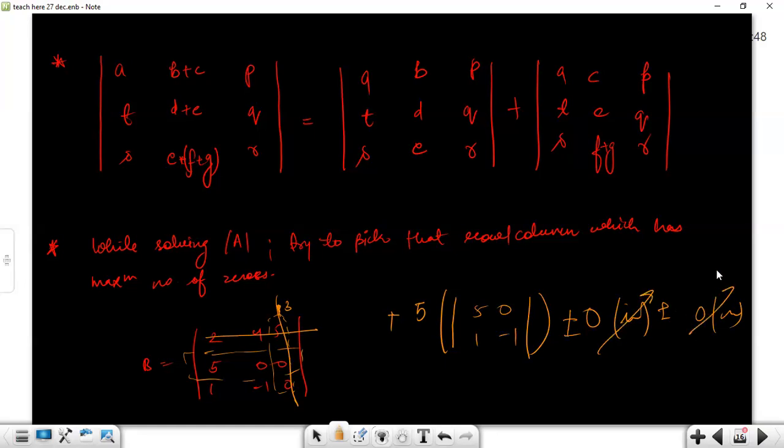So they will eventually become 0. We don't even care about the sign or the value that is there inside. So the determinant is 5 into minus 5 minus 1 into 0. So minus 5 into minus 5 becomes 25. This is how easy it is to find the determinant with the maximum number of zeros in the particular row or column that we are considering. I hope that is clear.